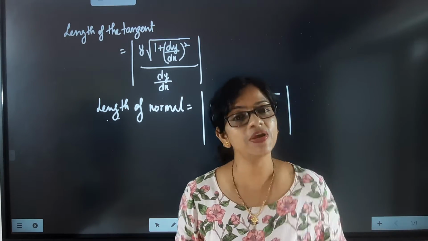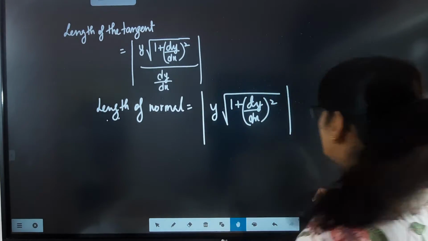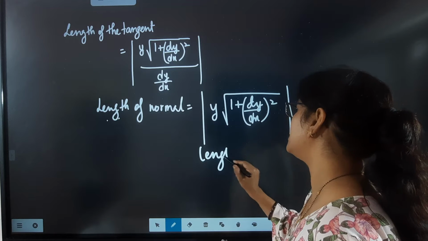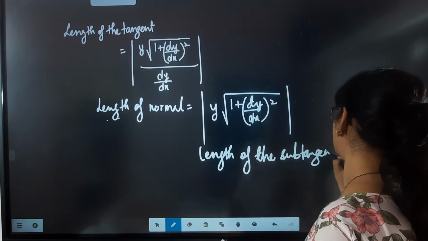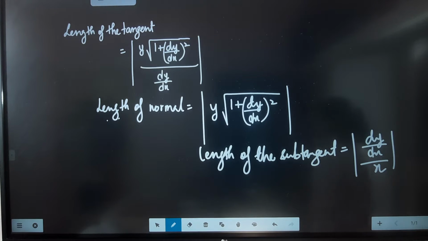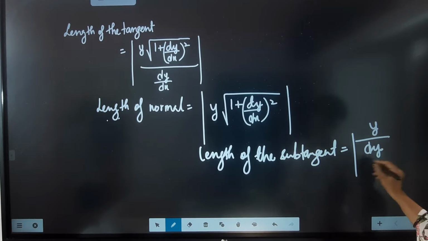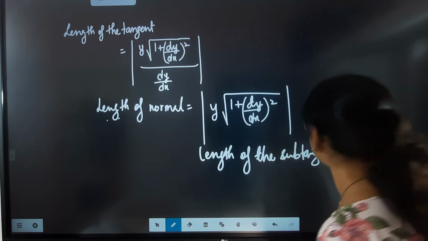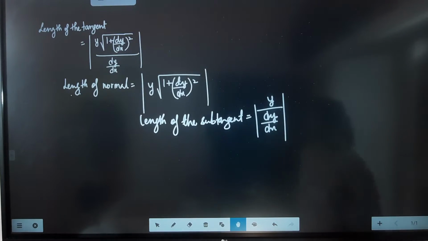But what if somebody asks you what will be the length of the subtangent? Okay. So if somebody asks you the length of the subtangent, then the length of the subtangent will be y by dy by dx. So this part will become the length of the subtangent, y by dy by dx. You just have to substitute the values. So this is exactly what is called the length of the subtangent.